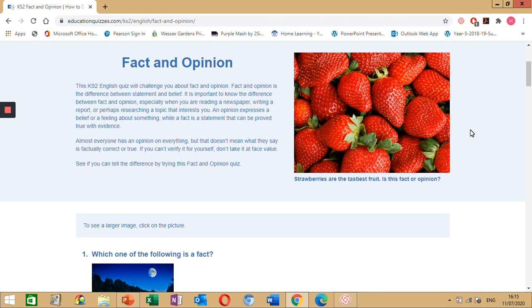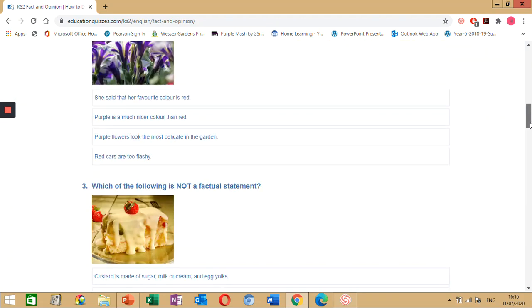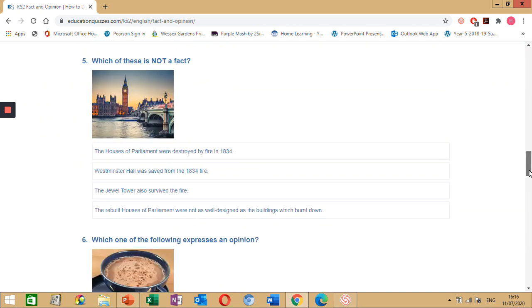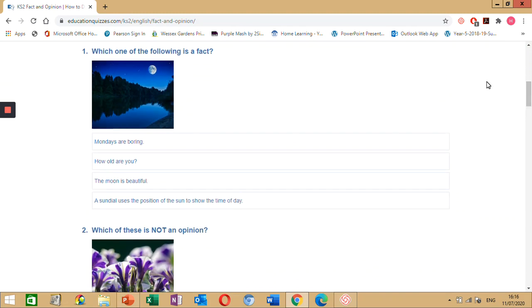So take a look at this picture. Strawberries are the tastiest fruit. Is this fact or opinion? This is opinion, because you could prefer pineapples or apples. So this is just a personal preference. Okay, so this quiz is out of 10 questions, and I want you all to be writing this down. So let's get started. Which one of the following is a fact?